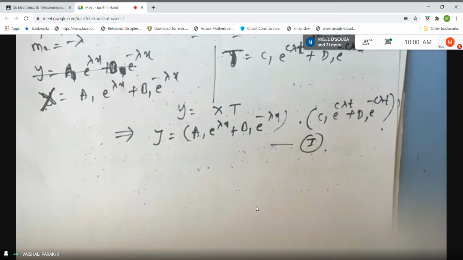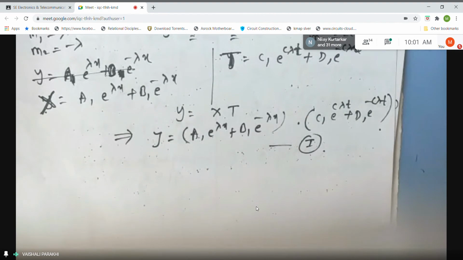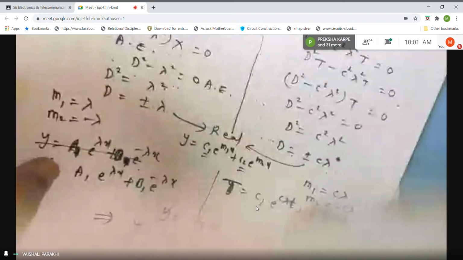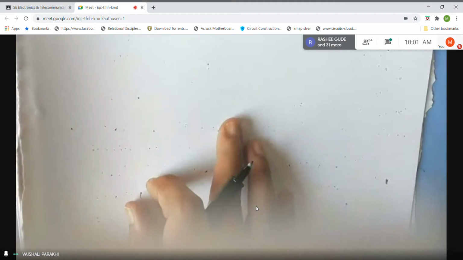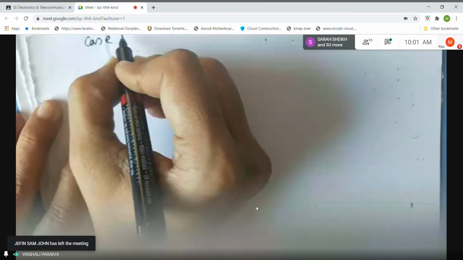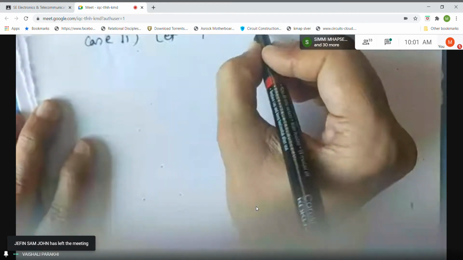Okay, now we'll go to the second case. Now what will be case number 2, students? Take another page. Case number 2 is when k is negative. Case number 2, let k be negative.